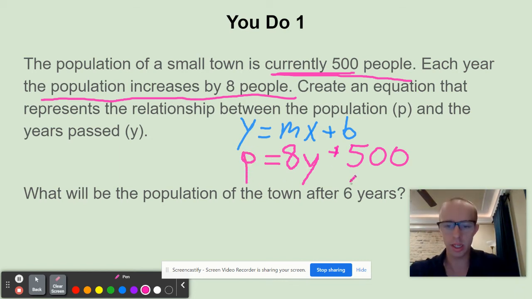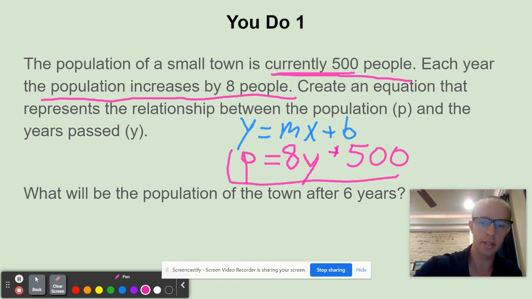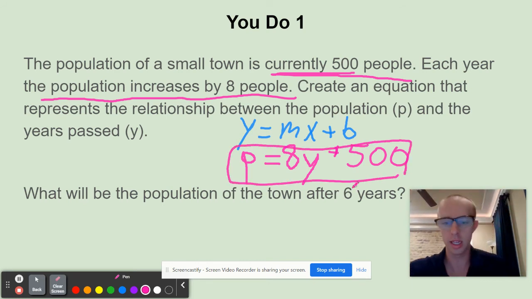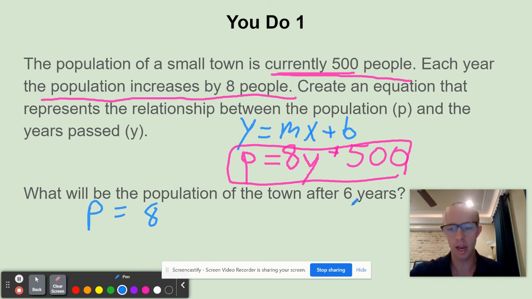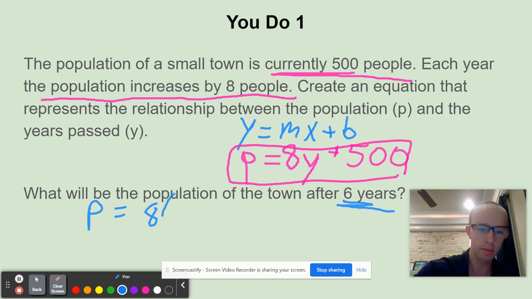So what this equation is saying is that the population of this town is equal to 8 times the amount of years plus 500. So now I can use this equation. What will be the population of the town after 6 years? Well, I'm going to reuse my equation. P equals 8. And I'm given that it's been 6 years, so I don't need to use an unknown y anymore. I can plug in a 6.